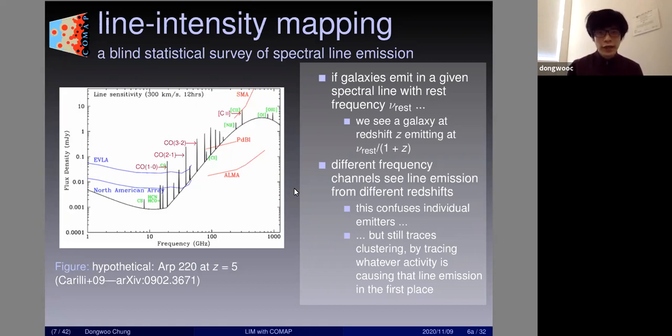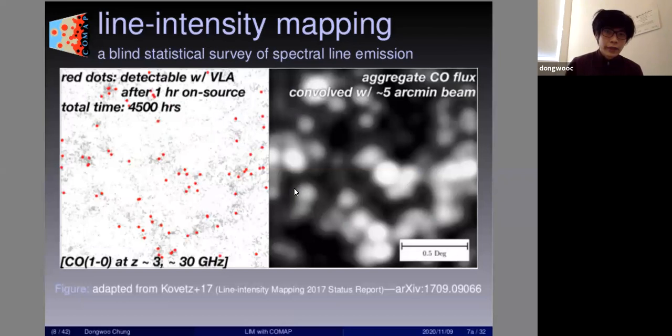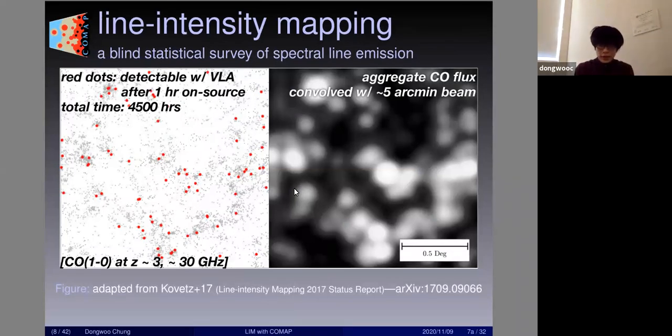Maybe it helps if I try to show a very basic illustration of the idea here. This is from the line intensity mapping white paper from back in 2017. I think Patrick, while he was still at Hopkins before he joined CITA, drew this up, and I've just annotated it a bit.